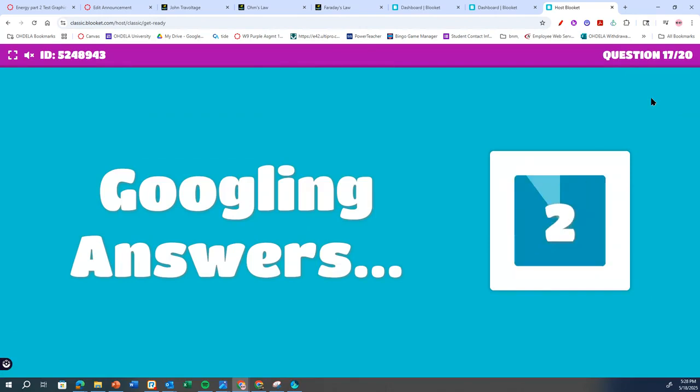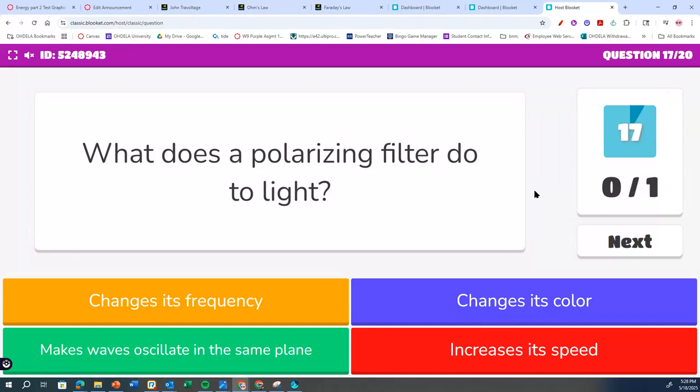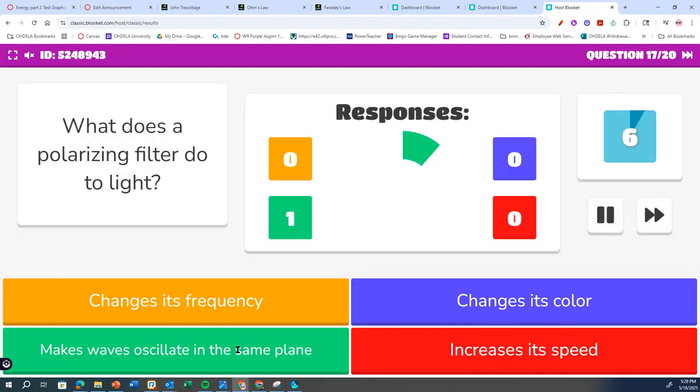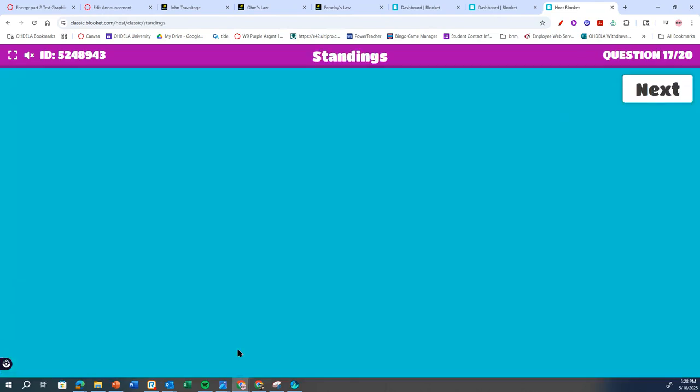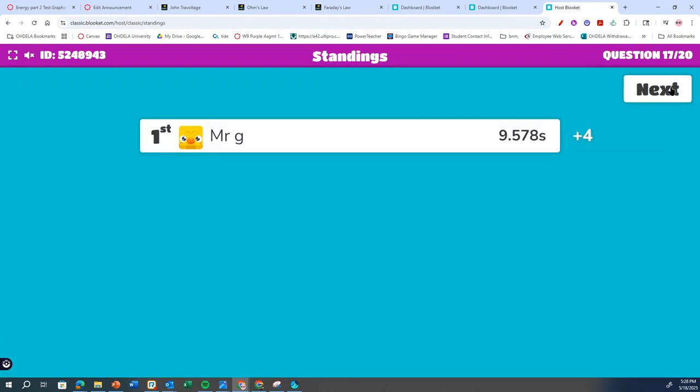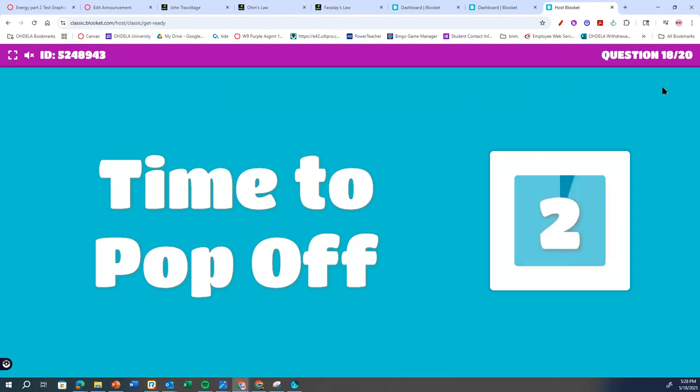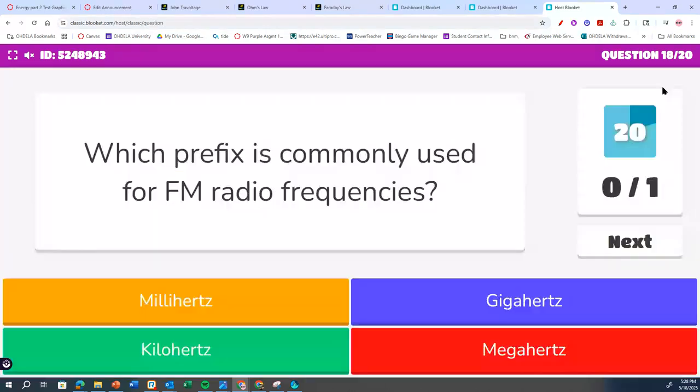How am I doing? Number 17. What do polarizing filters do? They make waves oscillate in the same plane. So you can use your polarizing sunglasses and get reduced glare off the water, where light reflects and makes it shiny. Polarizing sunglasses protect your eyes, but also let you see through glass that reflects light.